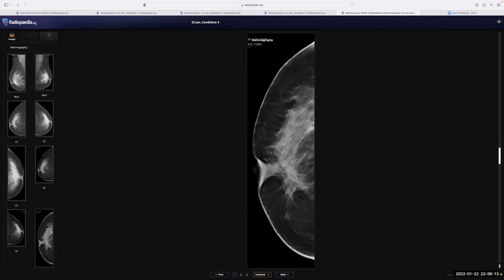And for this, I would like to further examine the patient by a spot compression view and ultrasound examination, and ultrasound guided biopsy if I found any particularly convincing features on ultrasound. So next please.